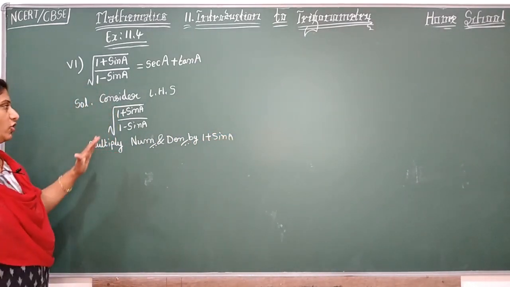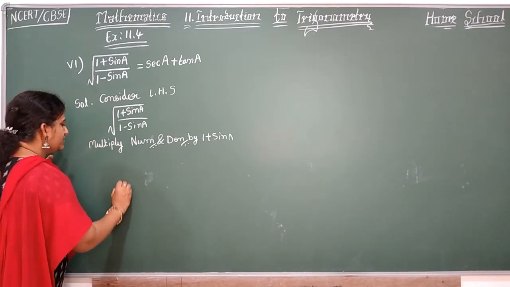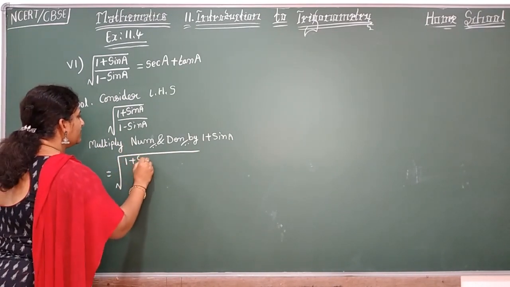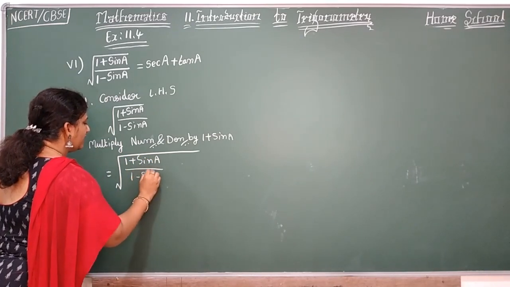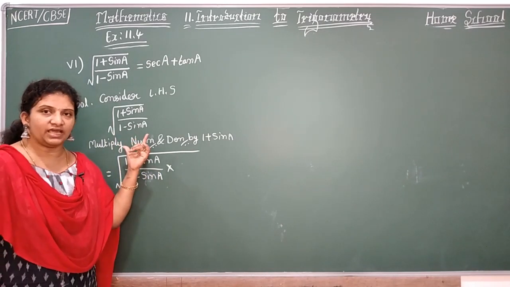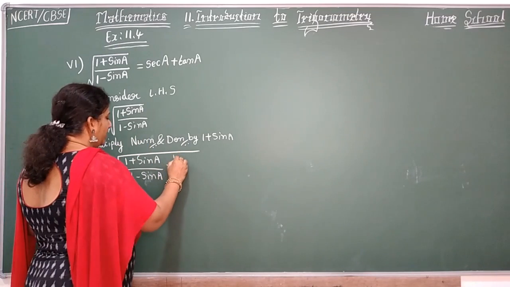See here, children, I am not going to split the root. I am going to do it in a single root. So that is square root of 1 plus sin A by 1 minus sin A into, what is the conjugate of 1 minus sin A? It is 1 plus sin A. Multiply numerator and denominator.